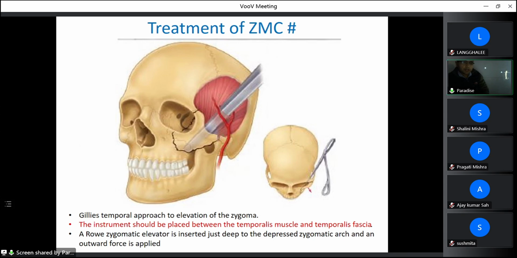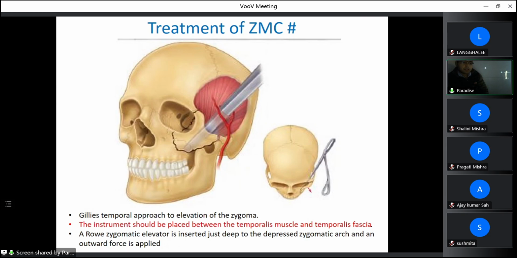Now, treatment of ZMC fracture. In case of depressed zygomatic arch fracture, you can operate it through either the temporal approach, or there is something called the intraoral approach or buccal sulcus approach. It is also known as Gillies temporal approach. It is a famous approach, and it was asked many times.